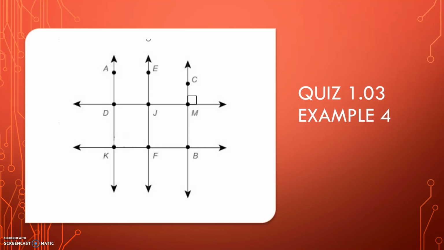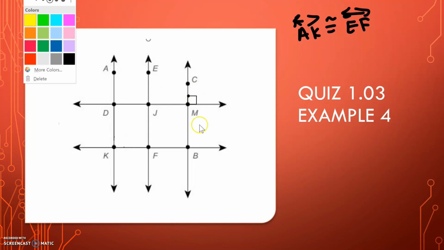So I'm going to tell you that first of all, line AK is congruent to line, this is writing terrible, sorry, line EF. So we know these are all equal, those two are equal. So this little square tells us this is a right angle, so that measures 90 degrees.